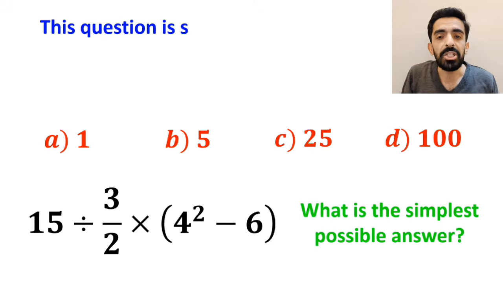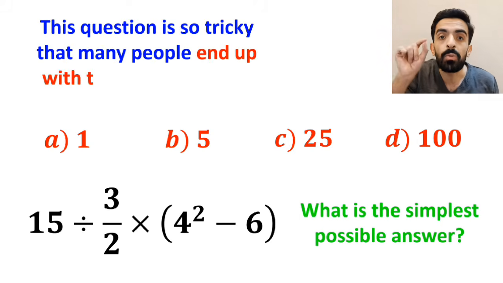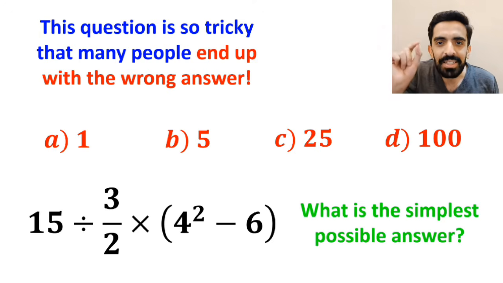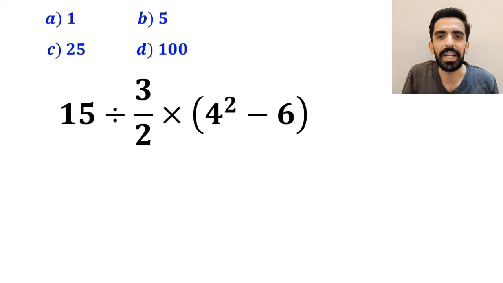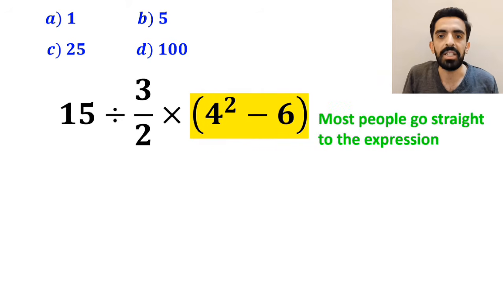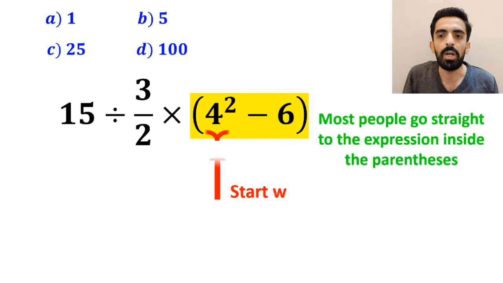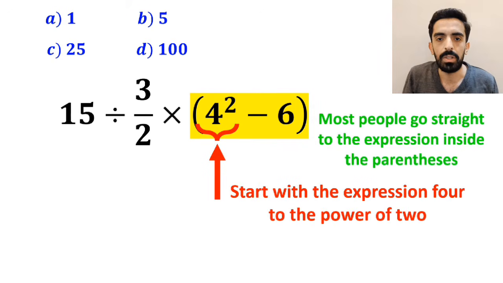This question is so tricky that many people end up with the wrong answer. Let's dive in and break it down step by step together. In the first step of solving this question, most people go straight to the expression inside the parentheses and start with 4 to the power of 2.